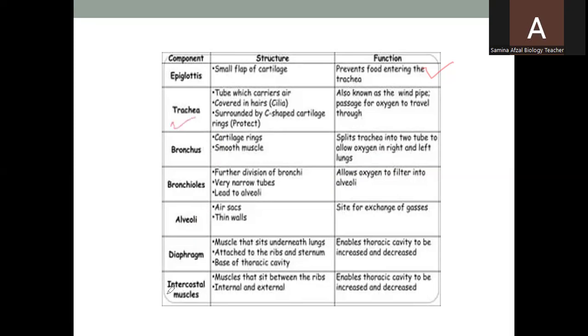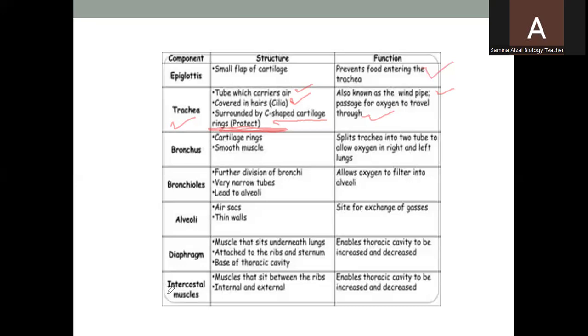Trachea is a tube which carries air, covered in hair, cilia, ciliated cells, and mucus, all of them present, surrounded by C-shaped cartilage rings. C-shaped cartilage means when there is high pressure of air in the trachea, it will not burst if it is C-shaped. Also known as the windpipe, it is a passage for oxygen to travel through. So the trachea is the passage through which the air passes in.